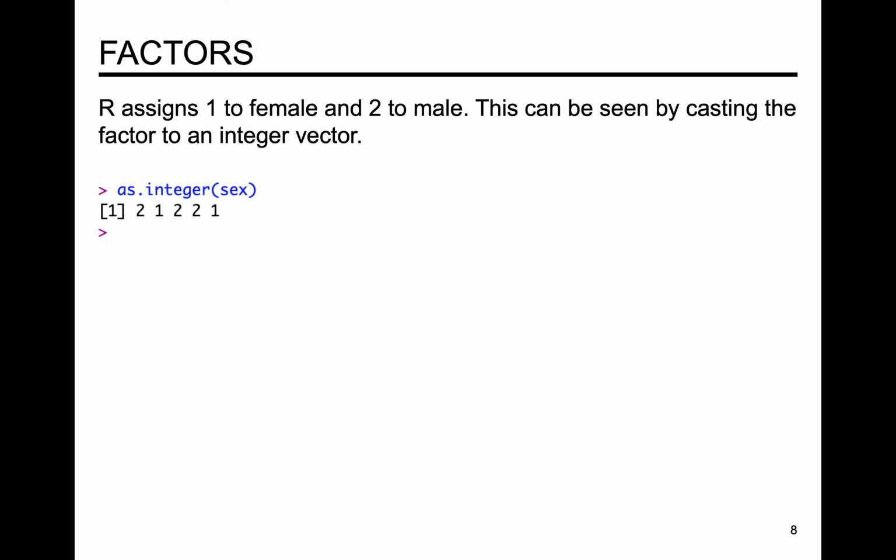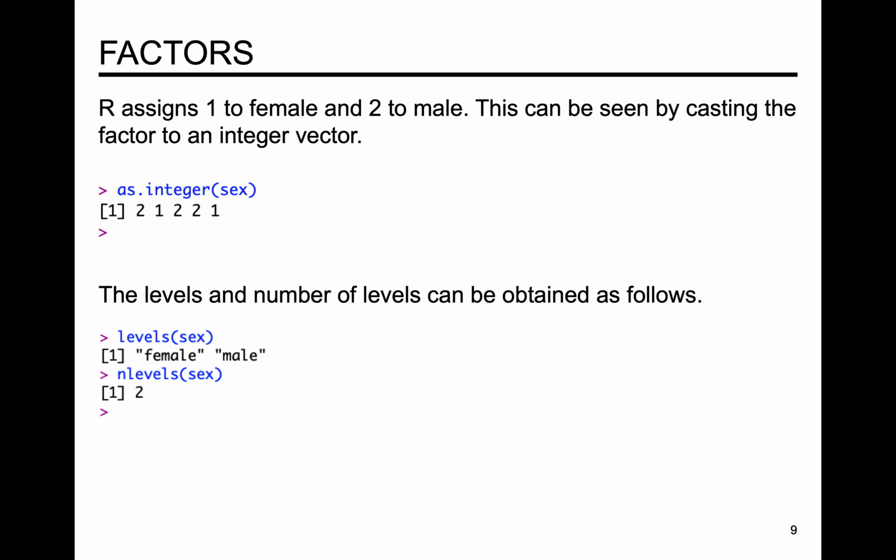The reason this happens is because R sorts the factor levels when the level orders are not explicitly provided. Then R assigns 1 to the first factor level, 2 to the second factor level, etc. This can be seen by casting the factor to an integer vector as shown in the output. You can enter levels(sex) into the R console to view the levels of the factor sex, and you can enter nlevels(sex) to see the number of factor levels.